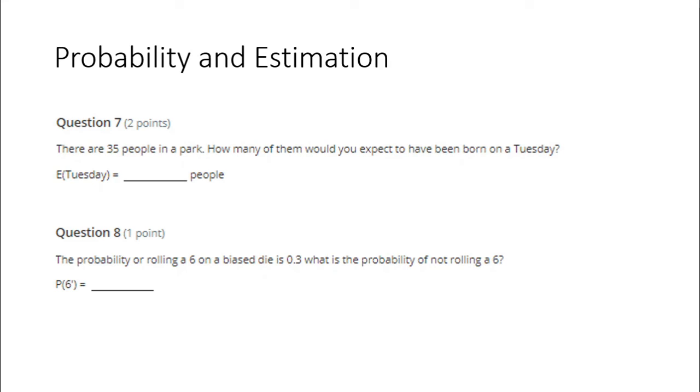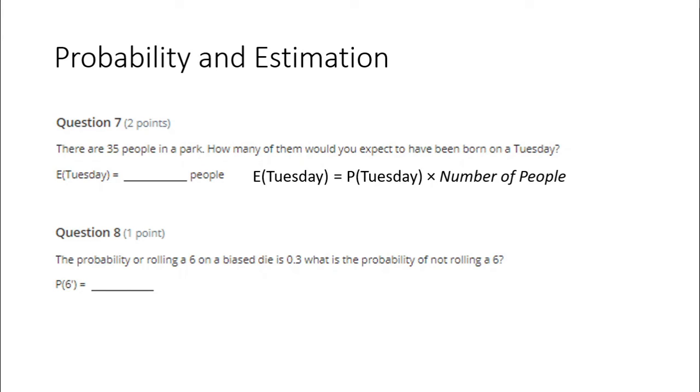Right, some more probability and estimation here. There are 35 people in a park. How many of them would you expect to have been born on a Tuesday? Remember to work out our expectations, we base that on some fraction of the number of possible outcomes. I don't expect everybody to have been born on a Tuesday. I also don't think nobody was born on a Tuesday. What fraction of the people do I expect to be born on a Tuesday? That fraction I would use as being the probability.